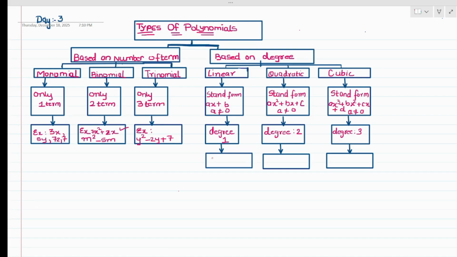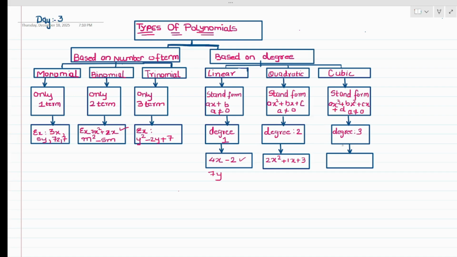Let's take one example. I'm taking the example 4x minus 2. As you can see over here, I have my largest degree as 1. That means this is my linear equation. Let's say second example, 7y. Again in this case, my degree is only 1. That means 7y is linear. Let's take the example of quadratic equation, 2x square plus 1x plus 3. As you can see over here, my largest degree is 2. That means this will be considered as quadratic equation.